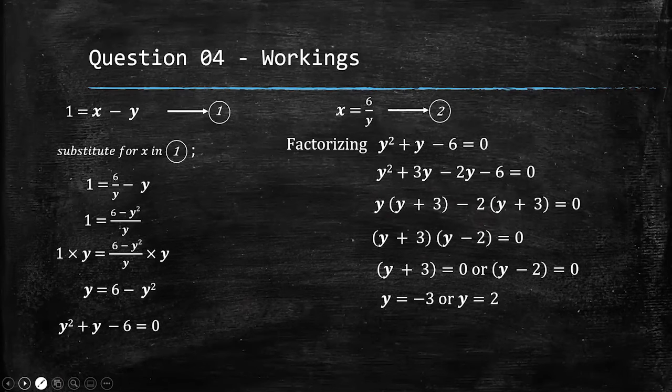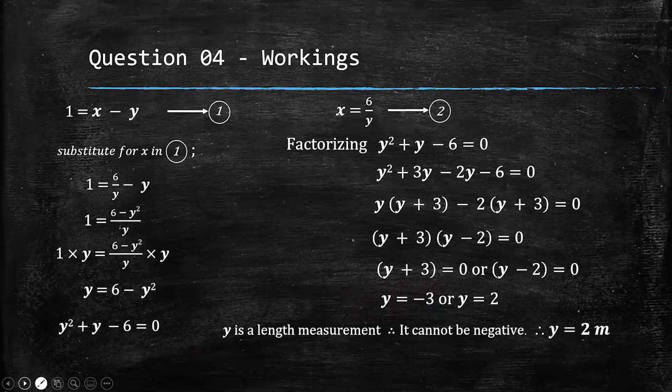Now we know y is a length. Since it is a length, it cannot take a negative value. So this is the way of omitting, right? This is the logic behind the omitting. So why do you omit minus 3? Y is the length, so it cannot be negative. Therefore, the y value is 2 meters.